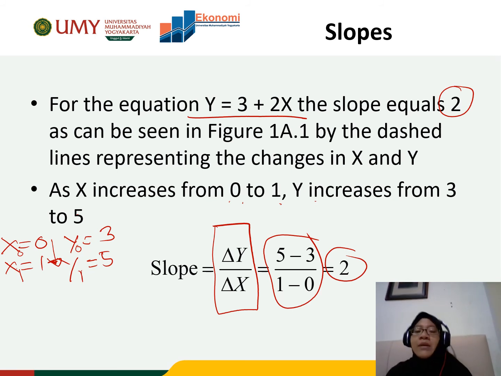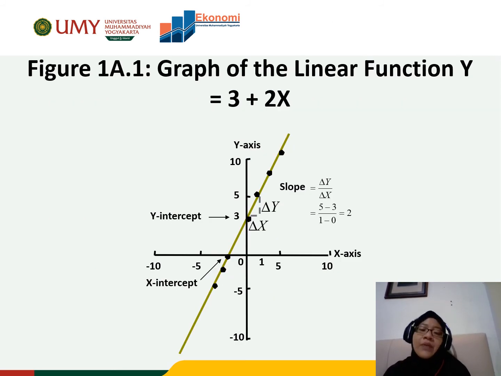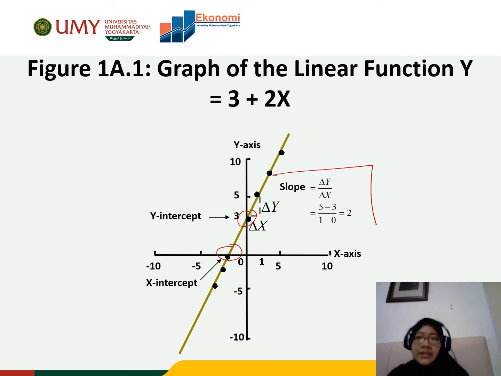So that is how to measure the slope, from the change of y and x. Now we can make the graph completely. This is the intercept for y and the intercept for x, and the slope is 2.